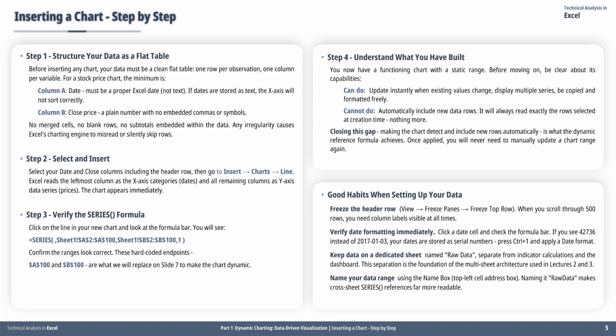A few good habits worth building right now. Freeze the header row so column labels stay visible as you scroll. Verify that your dates display as dates and not as 5-digit serial numbers. And keep column A as dates and column B as prices consistently across every sheet in your workbook. The example file follows this structure throughout. Every formula, every chart, and every cross-sheet reference in this course assumes column A for dates and column B for prices.